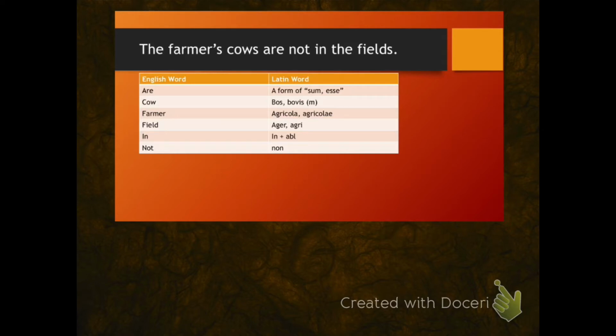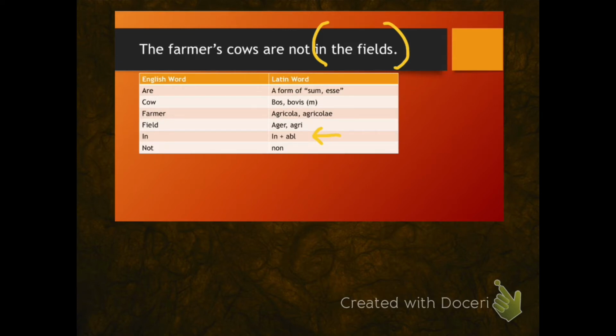Remember, I said that when I write a sentence into Latin, I like to start by finding any prepositional phrases that there might be in the sentence. Remember that you can easily tell what a preposition is from a Latin vocabulary list by looking for the little word followed by plus ablative or plus accusative. I see that in is a preposition. Because it comes at the end of the sentence, I know that fields is the object of the preposition.